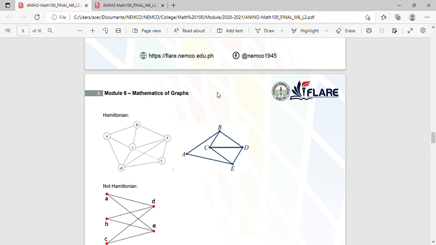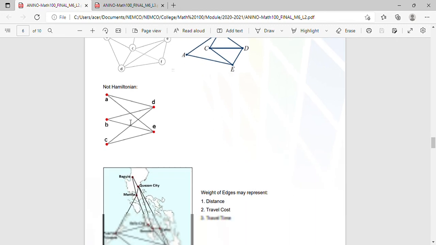Now, we will be checking the answers. We have here one of the graph that is not a Hamiltonian. Okay, again, I will give you 20 minutes to answer problem number 1 and problem number 2. I will call a random student for those who will present the answer. Is it clear?